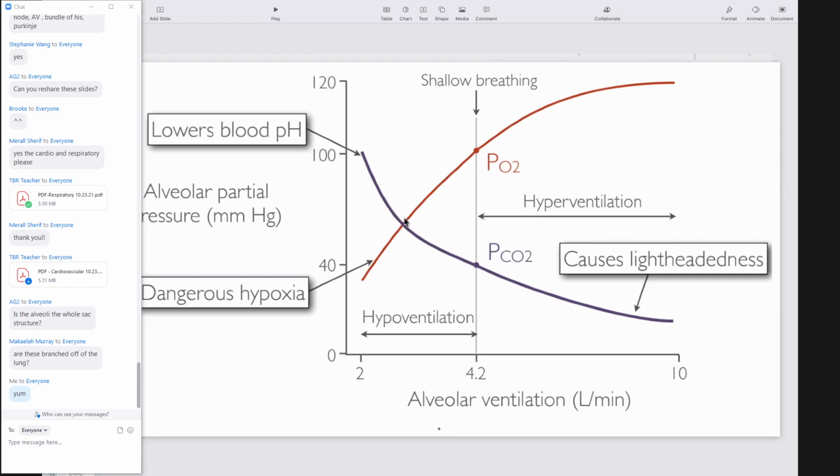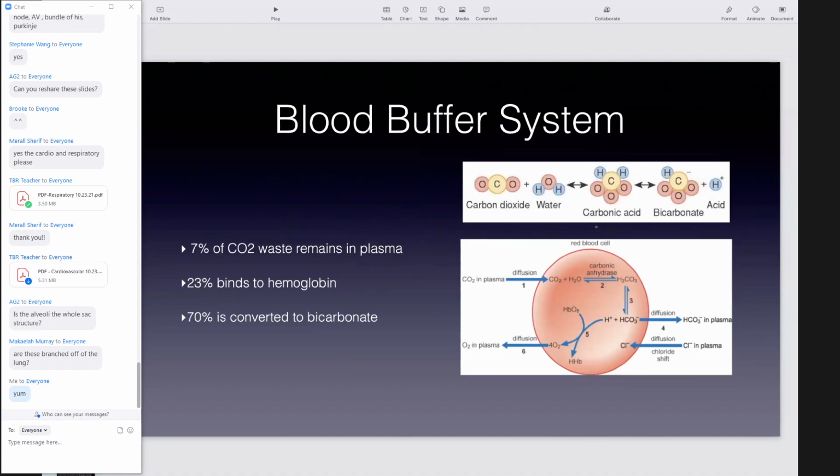So there are people who chronically hypoventilate and they start retaining way too much CO2. Their blood pH goes down, starts becoming acidic, damages their body, damages their tissues. So why exactly does pH change with the breathing? That's because of the blood buffer system. So when you start generating CO2, only 7% of it remains dissolved in plasma. Most of it is either bound to hemoglobin, because CO2 can bind to hemoglobin, or it's converted into bicarb. And you can get rid of bicarb by peeing it out. We'll talk more about peeing out or not peeing out bicarb.